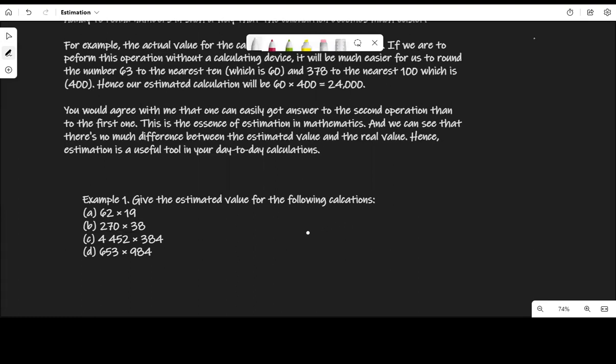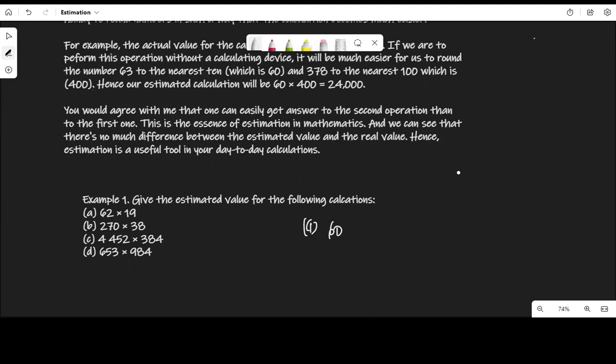The first one, 62 multiplied by 19. Since we are concerned about the estimated value, remember the essence of doing this is to make our calculation much easier. So I'm going to round 62 to the nearest 10. I also round 19 to the nearest 10. So 62 to the nearest 10 is 60, because the next digit is 2, and 2 is not up to 5, so we round to 0.